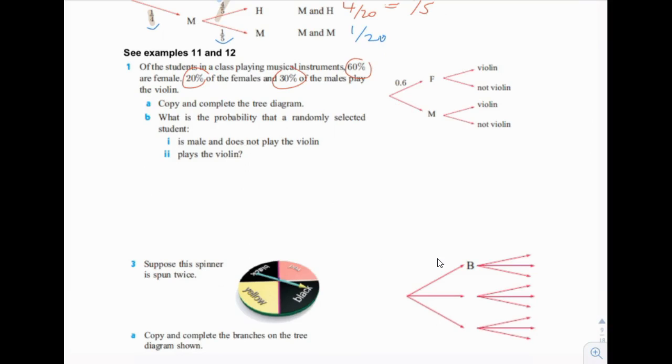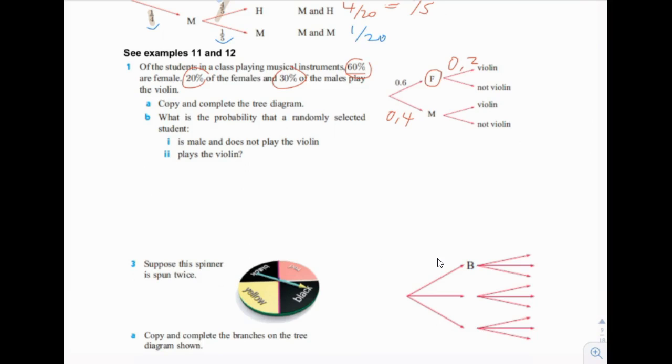Of the students in the class playing musical instruments, 60% are female. Oh, they already wrote that one there. But what about this one? What would this be? They didn't tell us how many are male. Well, there's only two alternatives, male and female. So if 0.6 are female, 0.4 would be male, right? 1 minus 0.6. Okay, then it says 20% of the females play violin. So once we know you're female, the probability that you play violin is 0.2. What about not violin female? Oh, they didn't give it to us.